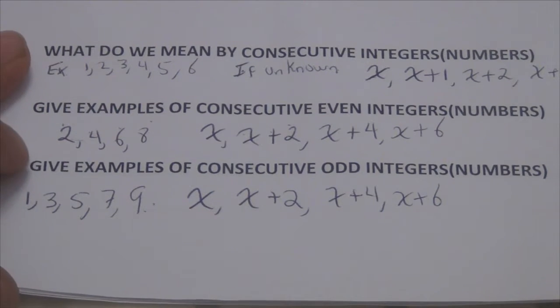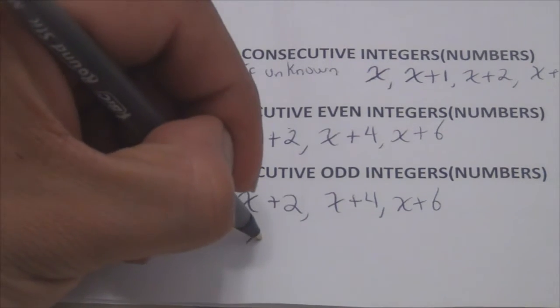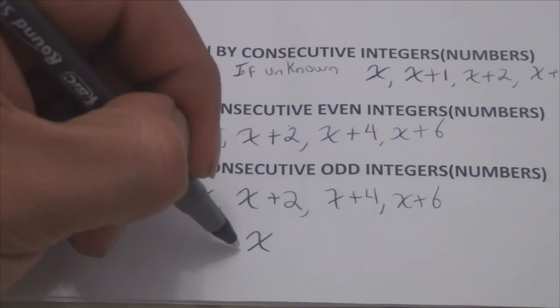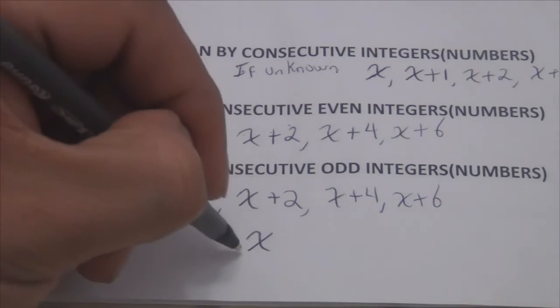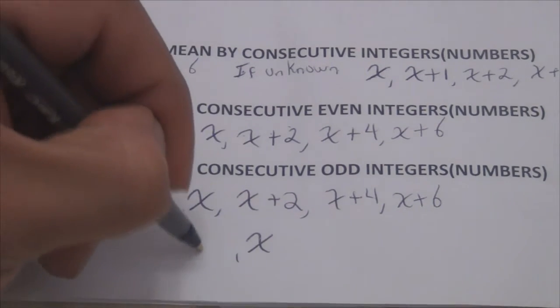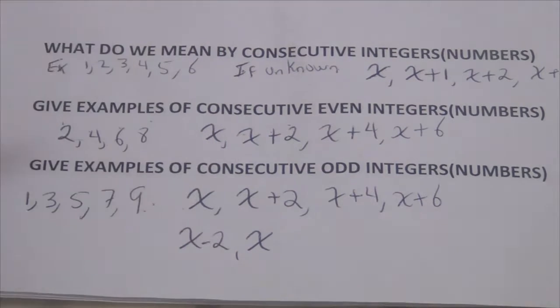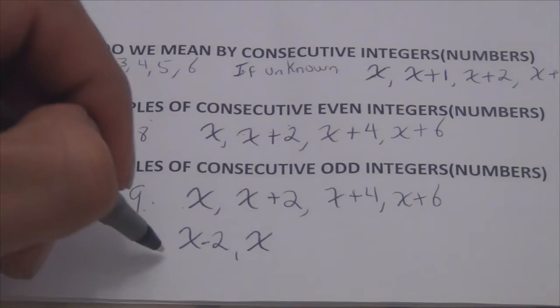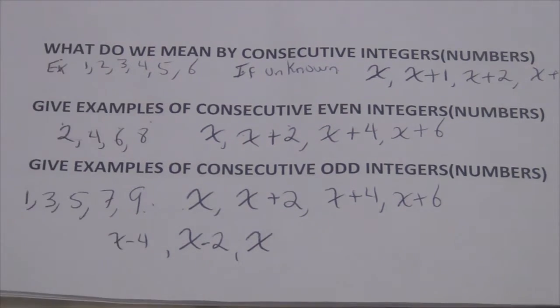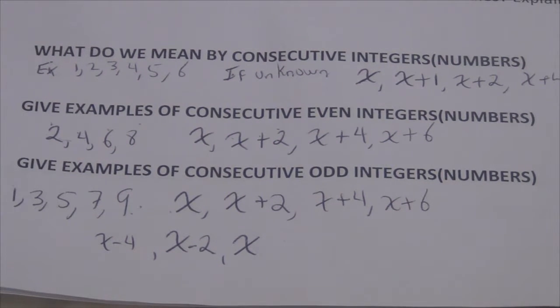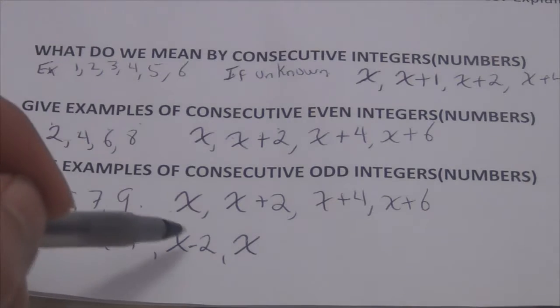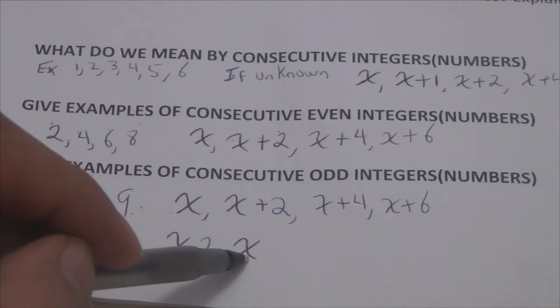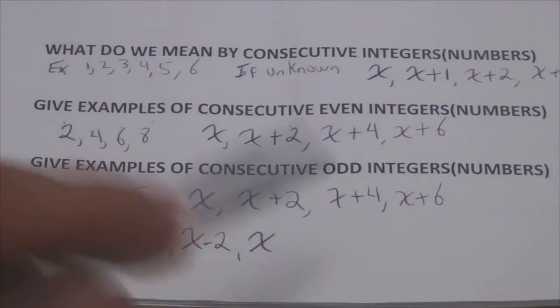So that's it. Oh, by the way, the number before x, like the first one, it will be what? x minus 2. And this one will be x minus 4. So we're talking about the negative numbers, right? Minus 4, minus 2, plus 0, plus 2, plus 4, plus 6.